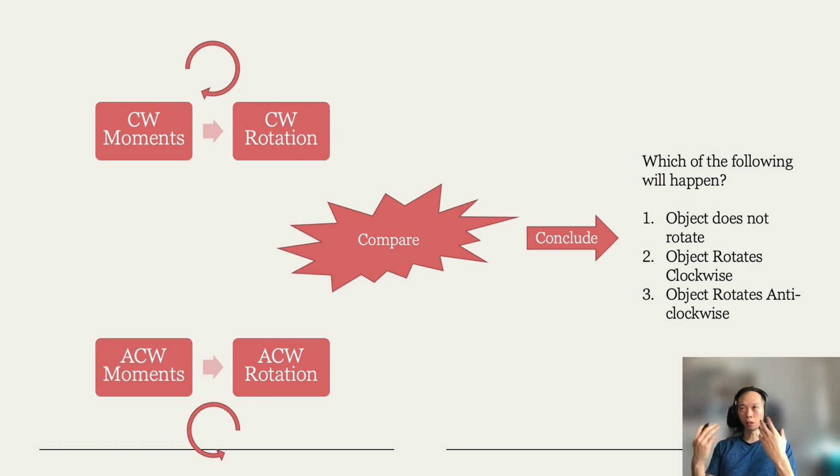Finally, if you have equal amounts of moments, so if your clockwise moments equal your anti-clockwise moments, then your object does not rotate at all. Your object will be in equilibrium. And that is summarized in the principle of moments that I know everybody tries to memorize. Remember, for an object in equilibrium, the clockwise moments equal the anti-clockwise moments about any given pivot. That's summarized in this diagram here.